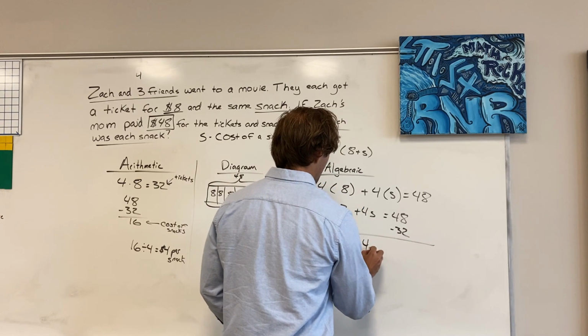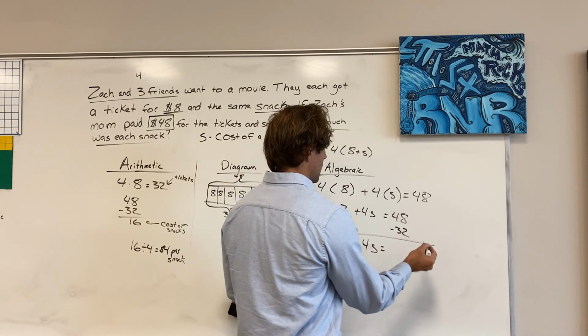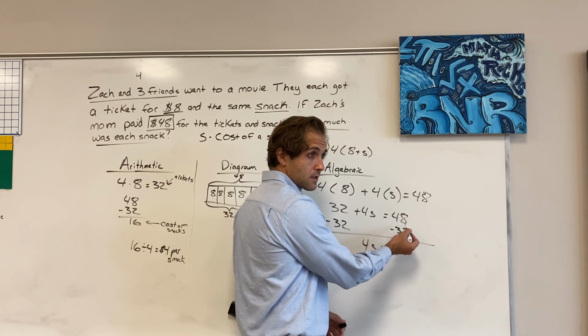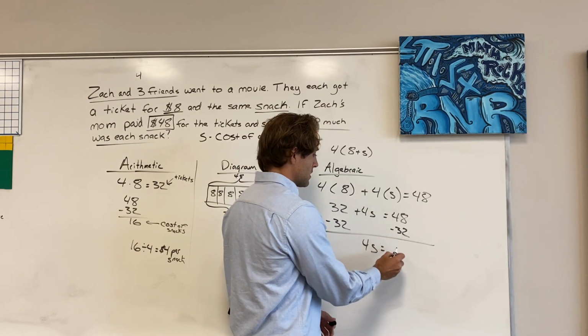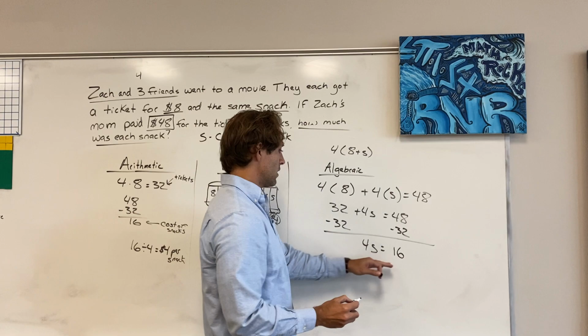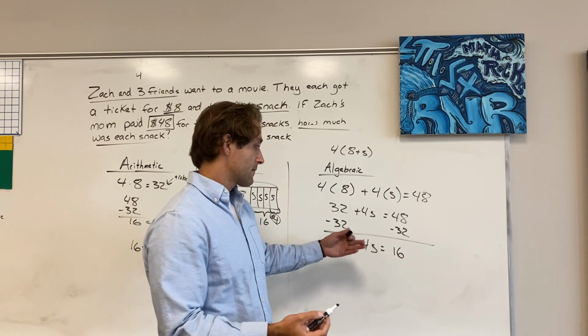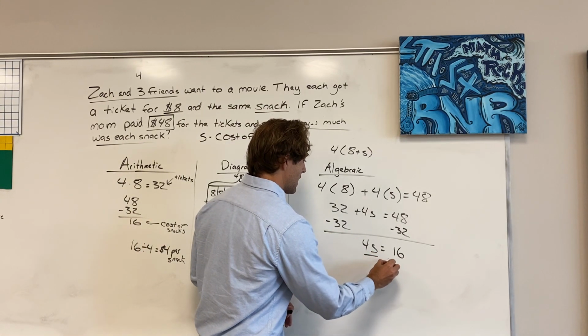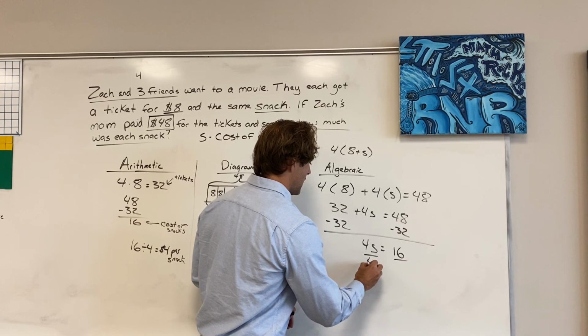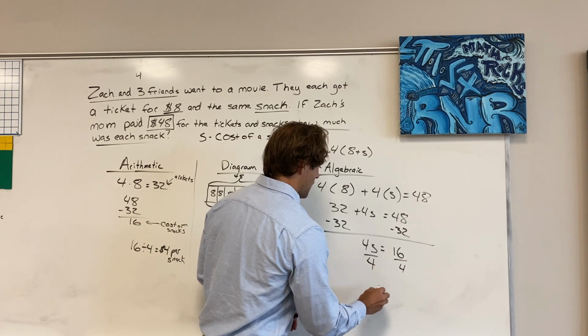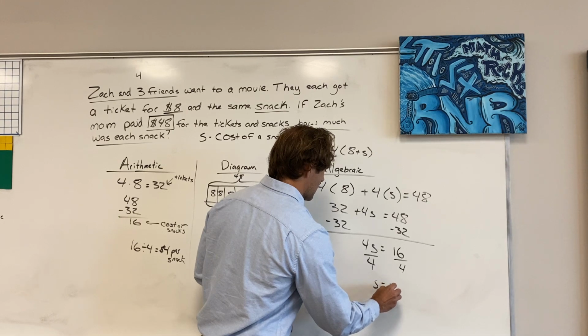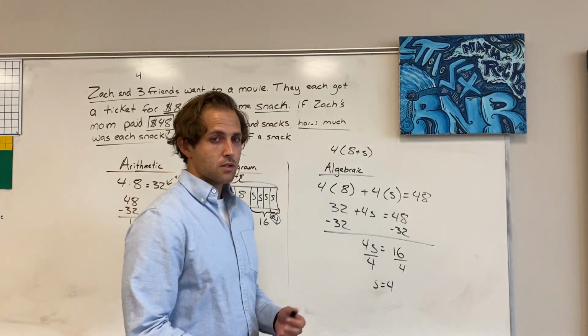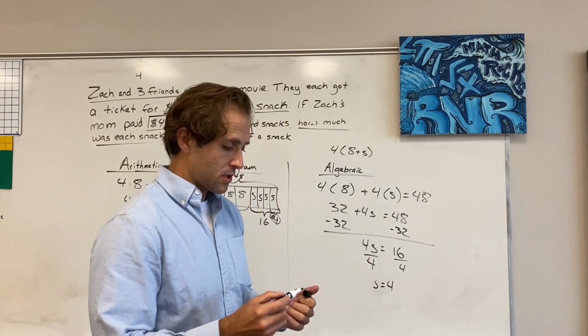And we'll see that my 4 snacks are equal to, if she spent a total of $48, 32 of it was on tickets. That means the other 16 was for the 4 snacks. Now I can take these 4 snacks, I can take this $16, I can divide by 4 and find that each snack costs $4.